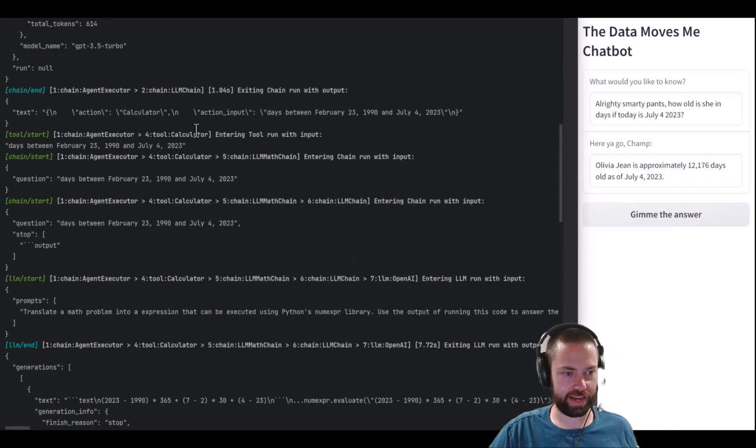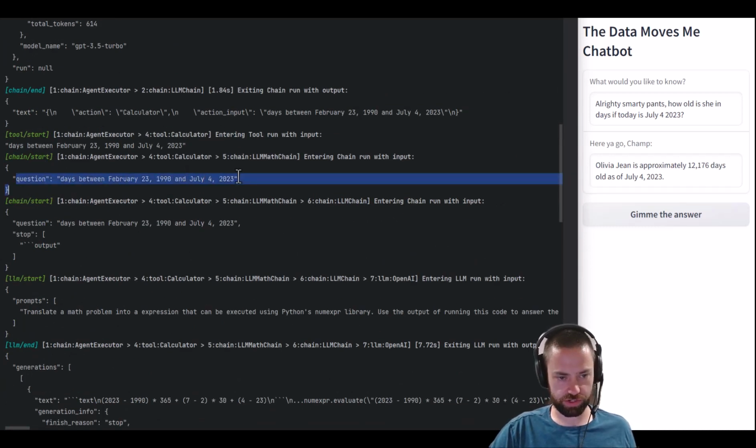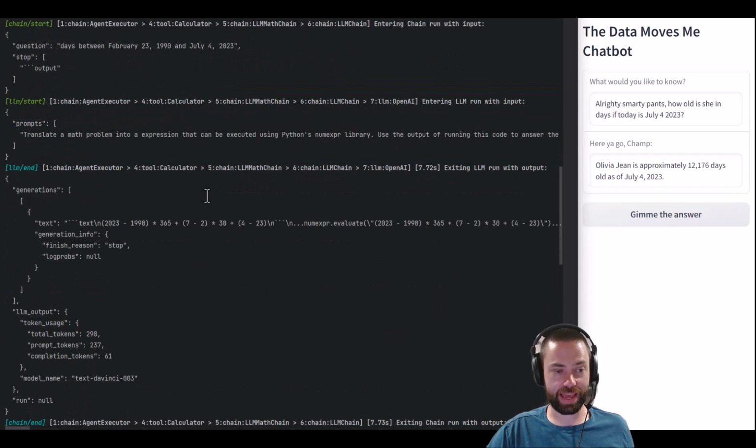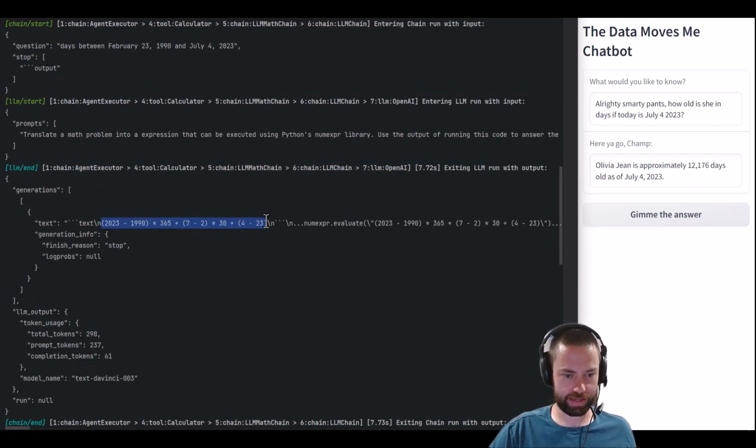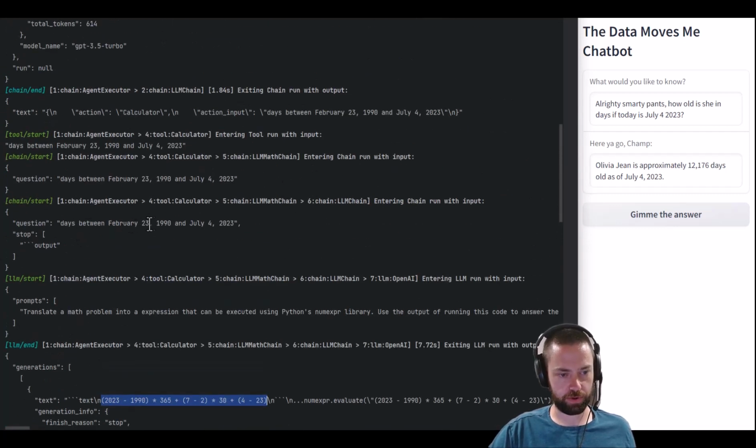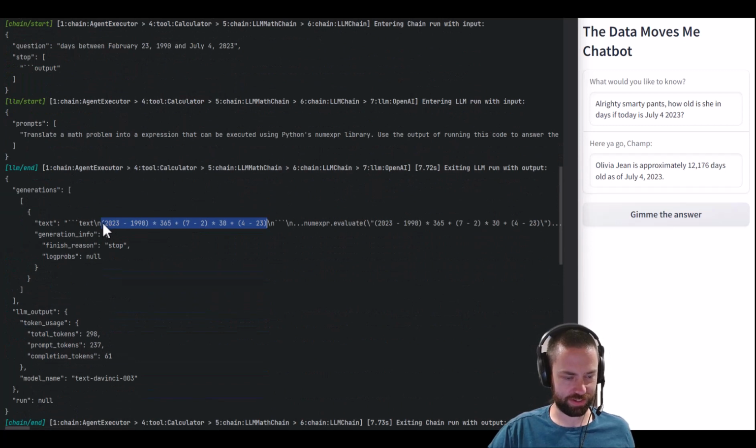And as you can see, the next step, it poses this question to the calculator tool, and the calculator tool then invokes an LLM in order to get this response out of the days between February 23rd and July 4th. And so this is pretty cool.